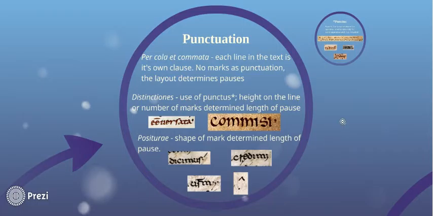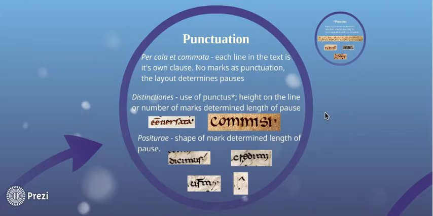There were different variations of punctuation. The first example is per cola et commata. Now this didn't use any particular markings to indicate punctuation. It was the layout of the text that determined the flow. Each line of text was its own clause.